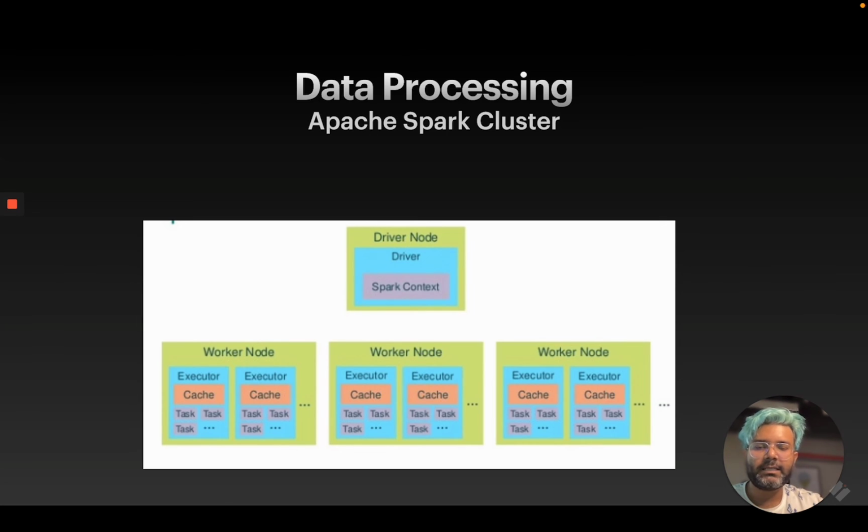They take tasks, they execute them, and they return the result to the driver. And they are also responsible for in-memory storage of RDDs, and that's where caching comes into the picture, so that the data is readily available, and you don't need to perform disk IO in order to get those data points.